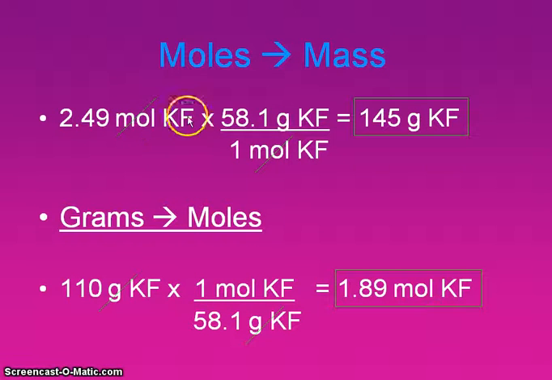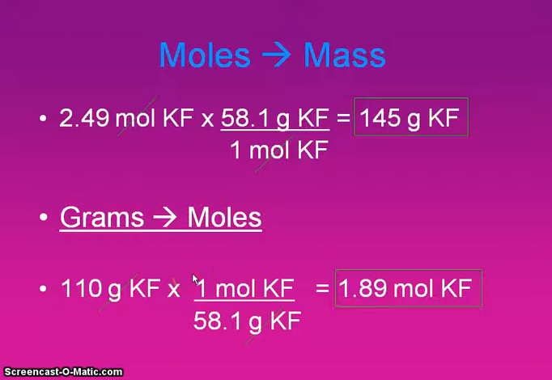So I'm going to add up a potassium and a fluorine, and together those give me 58.1 grams in every 1 mole of potassium fluoride. And when I multiply those and divide by the 1 mole, that will cancel out my mole units and tell me how many grams of potassium fluoride that would be.